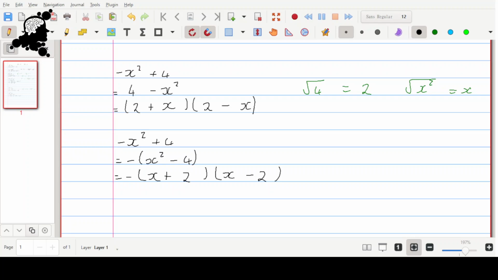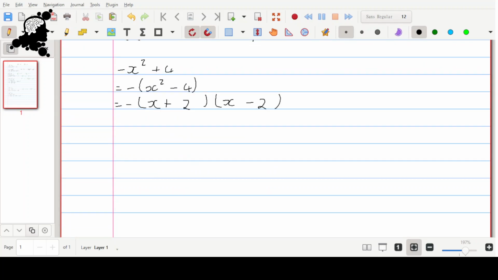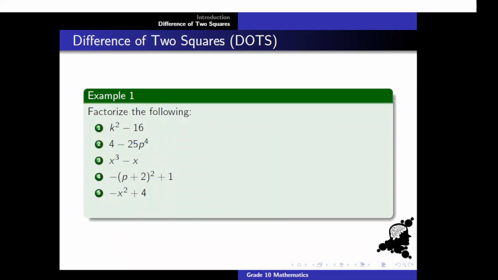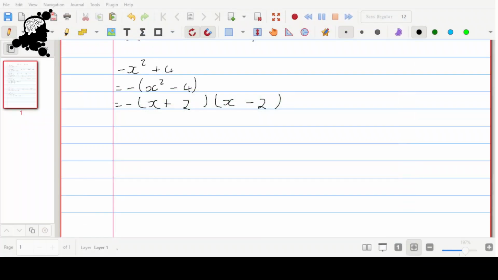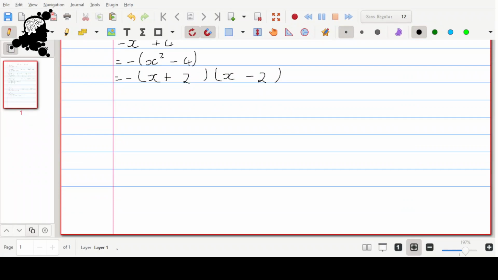I hope you guys are enjoying the content and that you're finding it useful. Let's look at, I believe it's the last question. Yes, we've got y to the power 4 minus 100. Okay, let's look at this one. So we've got y to the power 4 minus 100. Okay, so what we need to do here is open two sets of brackets because we've got two terms. Both of them are perfect squares, and they've got different signs.